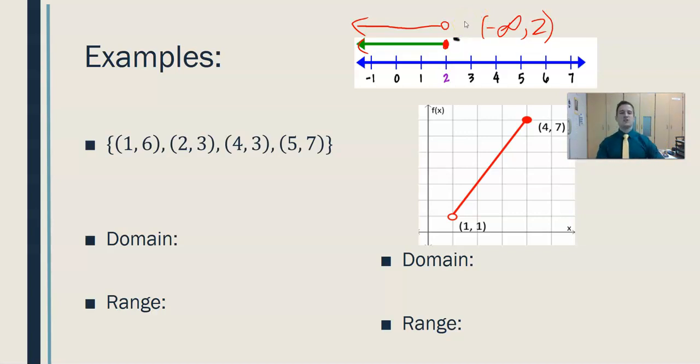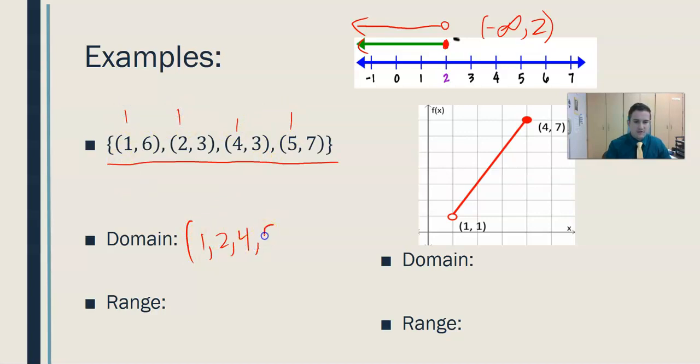Okay, let's take a look at some functions. Right here I have a set of points. So the domain of this function would be all of the x values, so 1, 2, 4, and 5. The range would be all the y values, or 6, 3, 3, and 7. Usually I write these in ascending order, and if there are multiple of the same numbers, I don't have to write them twice. So I'd write the range as 3, 6, and 7. In this case, I don't write interval notation because there's only a handful of numbers. I can list all of them off.